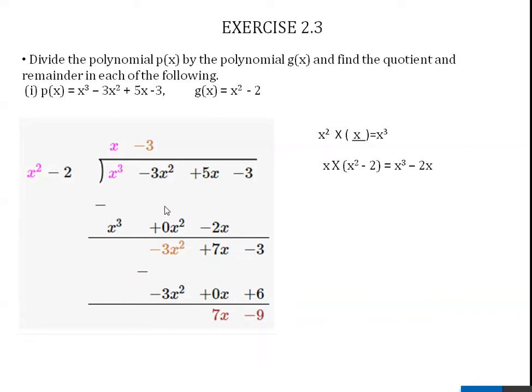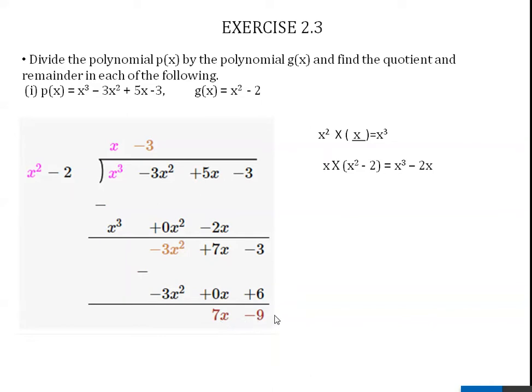As usual, you will subtract. x cube minus x cube is 0. Minus 3x square minus 0x square is minus 3x square. Plus 5x minus minus 2x is plus 7x, minus 3. Here the first term in this remainder is minus 3x square and you are going to divide it by the first term of the divisor. So you will have this minus 3. Then after multiplying and subtracting you will get the remainder as 7x minus 9.